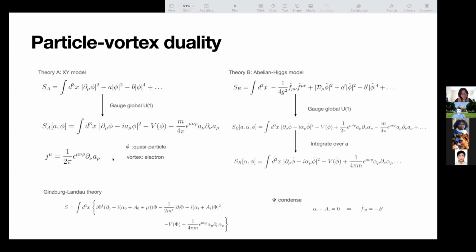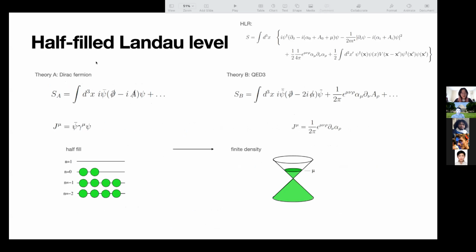So notice that we replace here this phi is relativistic, and here this little phi is actually non-relativistic, and we put a chemical potential to it. Yeah, so at near the critical point of this superfluid-insulator transition, these two theories should be the same. And we can also consider a half-filled Landau level and couple it, and do the duality.